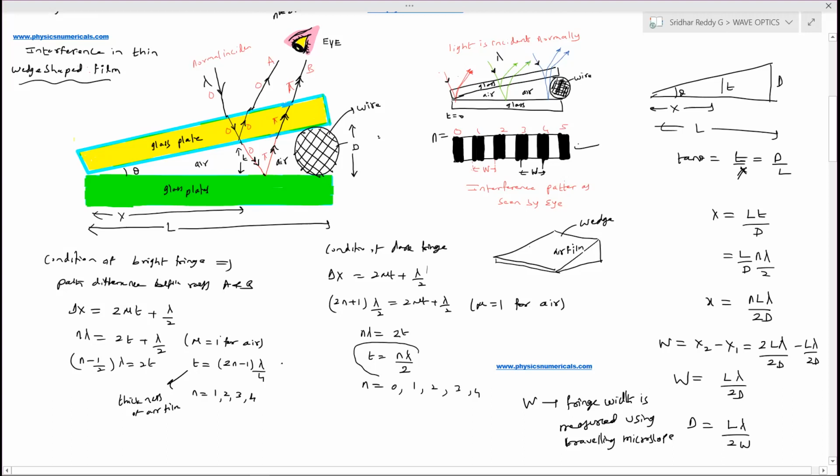I know the length of the glass plate. I know lambda. So with the help of this, we'll get the diameter of the wire. What are the assumptions we are making? D will be very much less than capital L. Similarly, T will also be very much less than capital L. So finally, D is the diameter of the wire, which we are able to measure almost accurately.